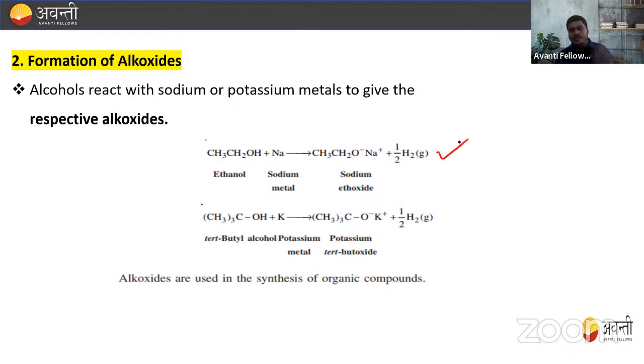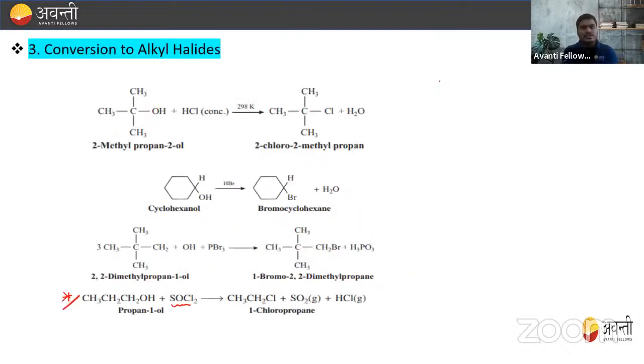So this removal of hydrogen gas ensures that alcohols are acidic in nature, right? Alkoxides are used in the synthesis of many organic compounds, right? In the conversion of alkyl halide also, we have 2-methyl propan-2-ol, and when this reacts with HCl, it will easily convert into 2-chloro-2-methyl propane.